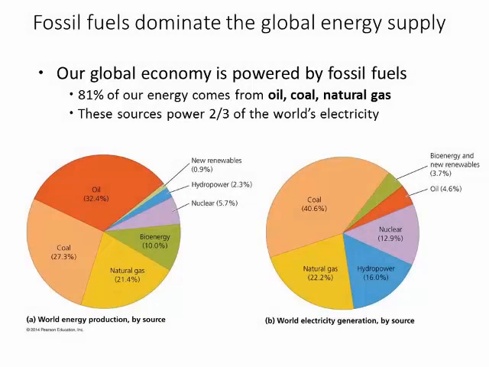Fossil fuels were the driving force in the Industrial Revolution and helped create the material prosperity we in the U.S. enjoy today. As you can see from the pie chart on the left, our global economy is predominantly powered by fossil fuels. Specifically 81% of our energy comes from coal, natural gas or oil. Examining the chart on the right, you can see that these three energy sources supply 2/3 of the world's electricity.